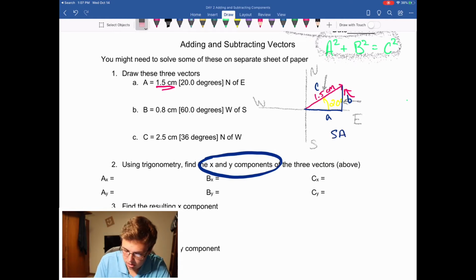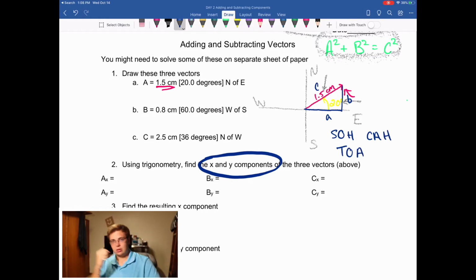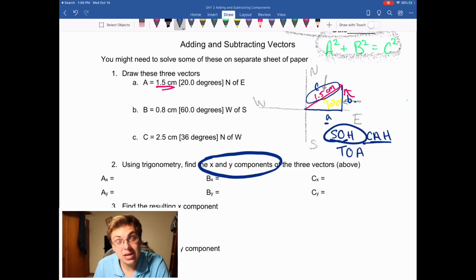So remember back to our trig, we have SOH CAH TOA. And which ones do we need to use? Well, if we have an opposite that we're looking for, and we have our hypotenuse, we're going to use sine. And if we have an adjacent, that's when we're going to use our cosine.